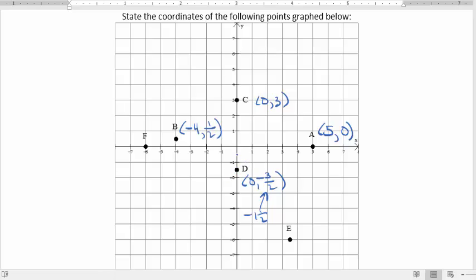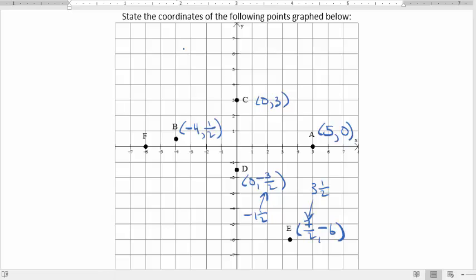And then point E, what did I do to get to it? I went over 3.5, it looks like, and then I went down. I went over to the right 3.5, and then I went down 6. So right 3.5 is 7/2. That's 3.5, and then I went down 6, so -6, right? Because again, remembering 7/2 is 3.5. All right, so that was my point E.